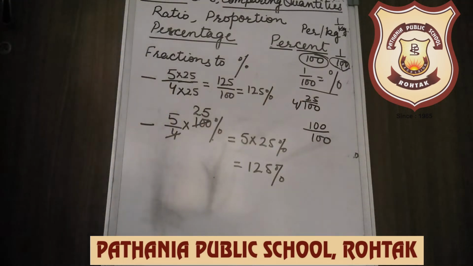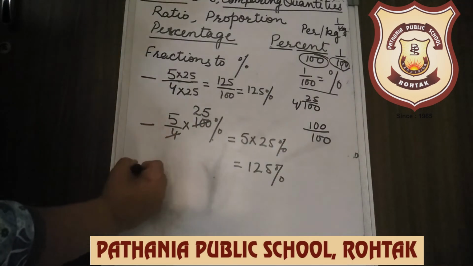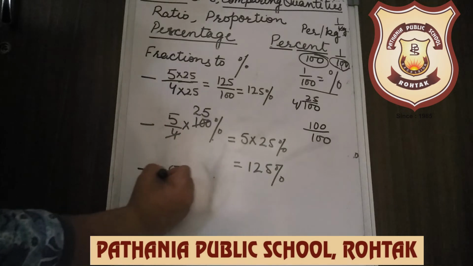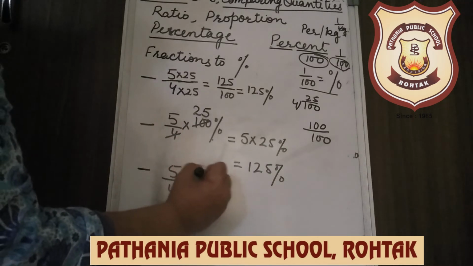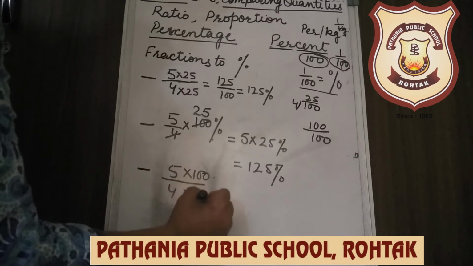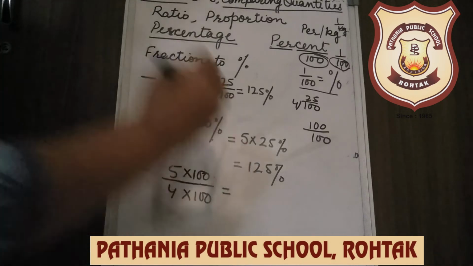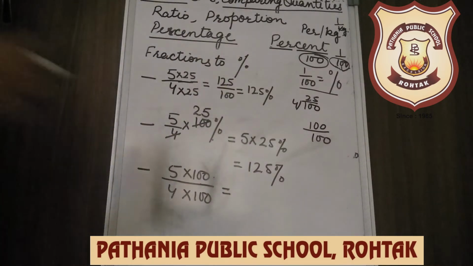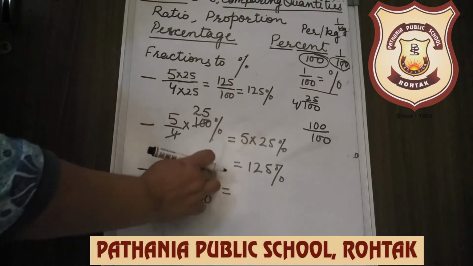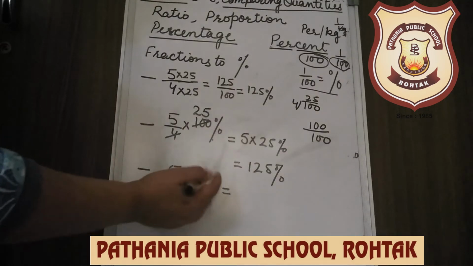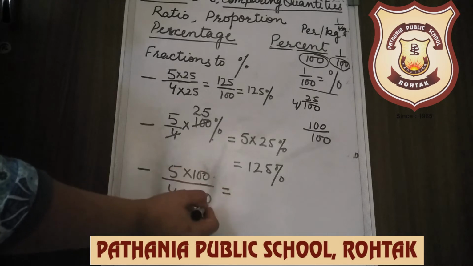This is the other method. And third method, I take this and multiply the numerator with 100 and multiply the denominator also with 100. This is also an equivalent fraction. This is also the same method. Equivalent fraction, multiplying the numerator with 100 and the denominator also with 100.